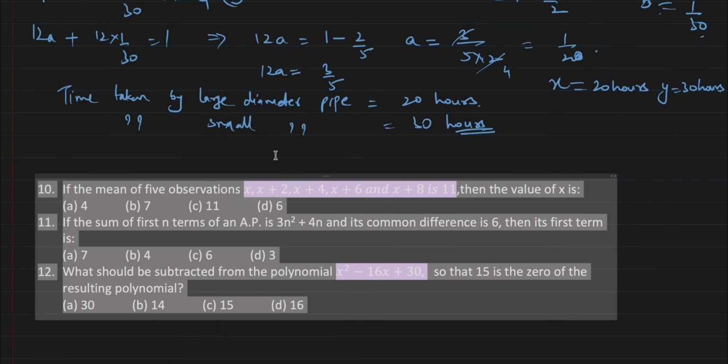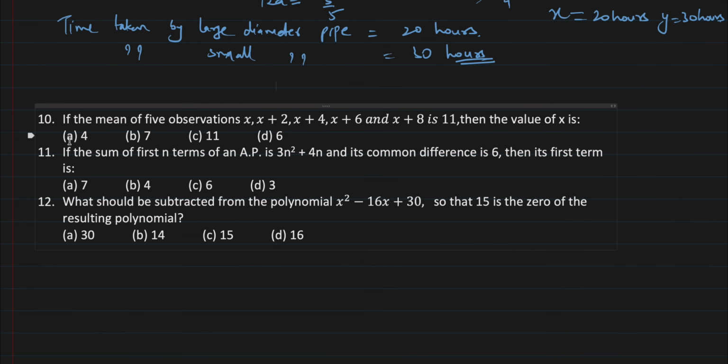Now this is again the continuation of the quiz. Pause the video, solve these questions. I'll read them out for you once. If the mean of 5 observations x, x plus 2, x plus 4, x plus 6 and x plus 8 is 11, find the value of x. If the sum of the first n terms of an AP is 3n square plus 4n and its common difference is 6, then find its first term. What should be subtracted from the polynomial so that 15 is the zero of the resulting polynomial?